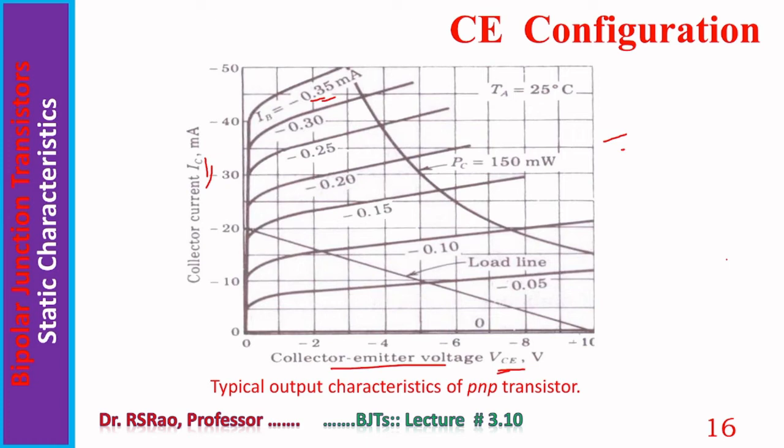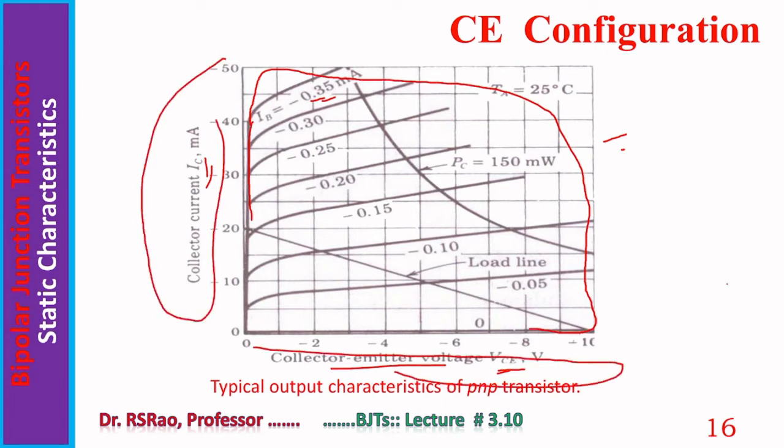Usually most of the emitter current appears at the collector terminals. So emitter current and collector current are almost the same. Base current is very small. Here also one can find the active region. The active region is this part. Whereas on the left side it is the saturation region, and at the bottom it is cutoff.